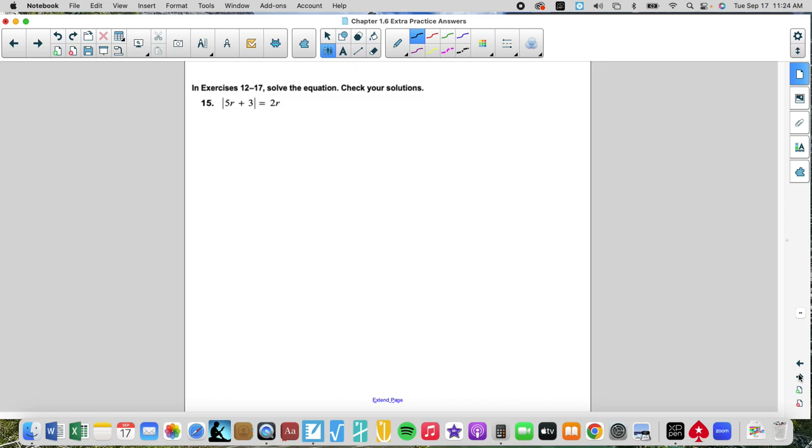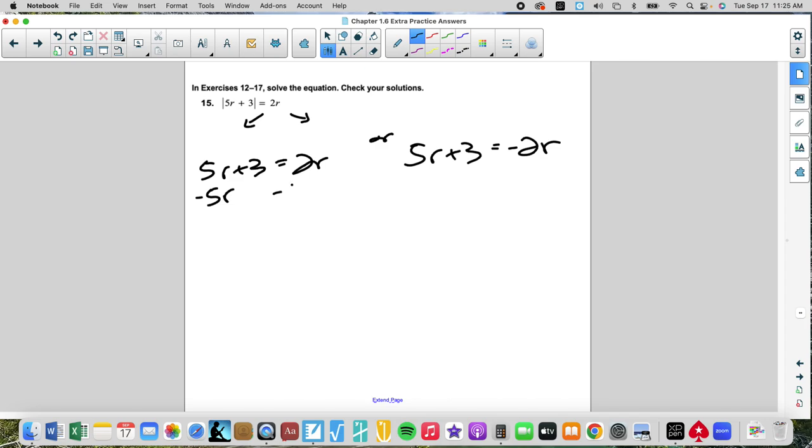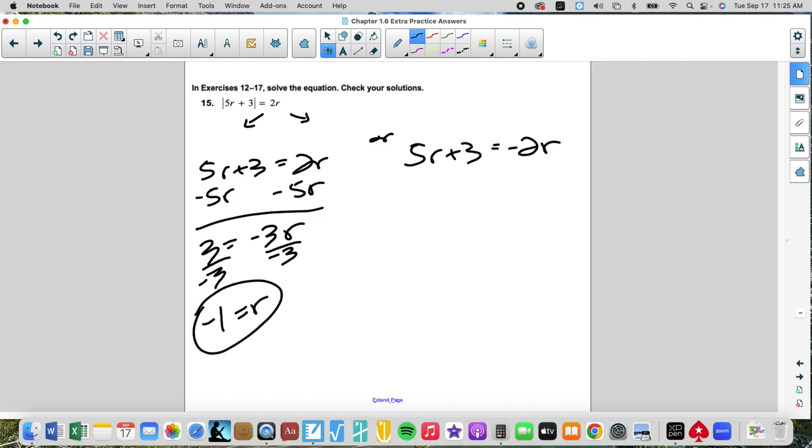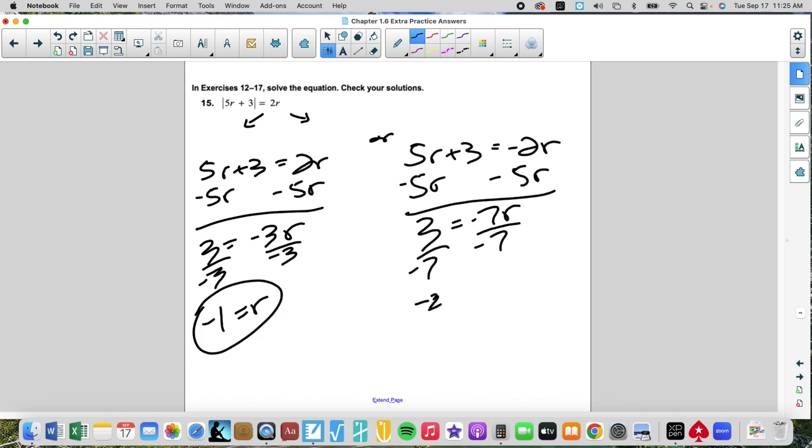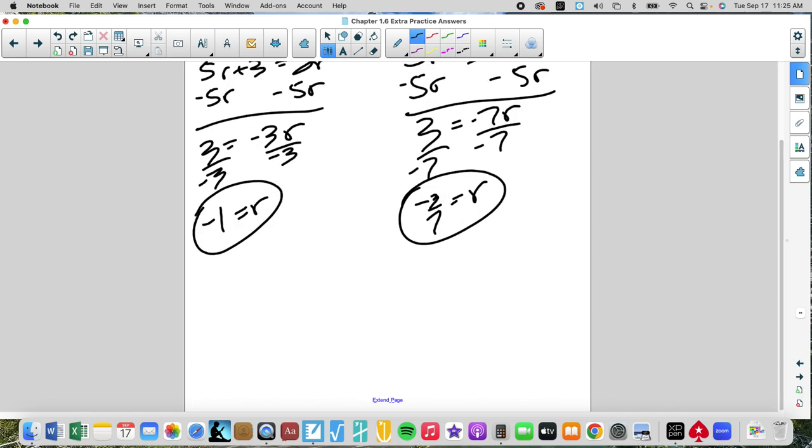Let's do, it's isolated, and we're going to do 5r plus 3 equals 2r, or 5r plus 3 equals the negative, the opposite direction. I'm going to minus 5r, minus 5r. 3 equals negative 3r, divided by negative 3. Negative 1 equals r. Minus 5r, minus 5r. 3 equals negative 7r, divided by negative 7. Negative 3/7 equals r is my other solution.